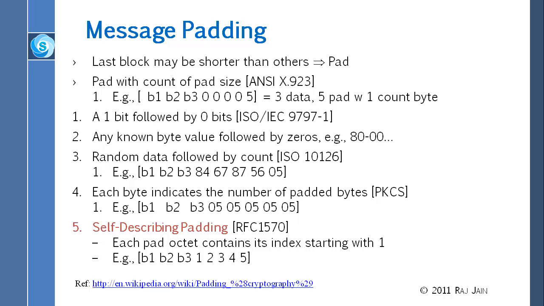Now, I don't think that one is stronger than the other, because it doesn't really matter. It doesn't really increase the security either way, because these are all standard. If you're using RFC 1570, everybody knows that this is 1, 2, 3, 4, 5. And if you're using this standard, then everybody knows that this is 05 05 05. So the plain text is known for that part of the padding, right? So none is stronger, it's basically a matter of difference.